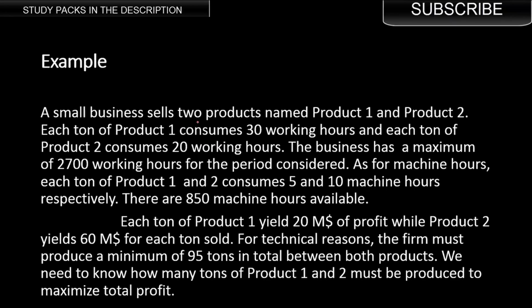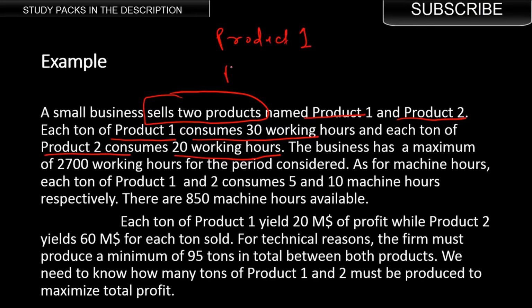So here is an example. A small business sells two products. So we have got two products, we call that product 1 and product 2. Each ton of product 1 consumes 30 working hours. Each ton of product 2 consumes 20 working hours. Okay, so I've got product 1 and we have got product 2. Product 1 consumes how many hours? 30, and product 2 consumes 20 hours.